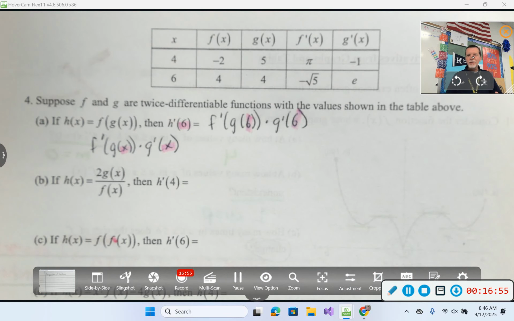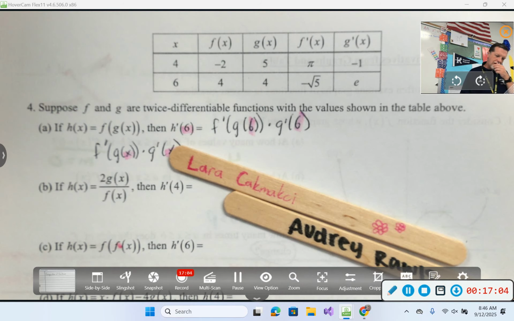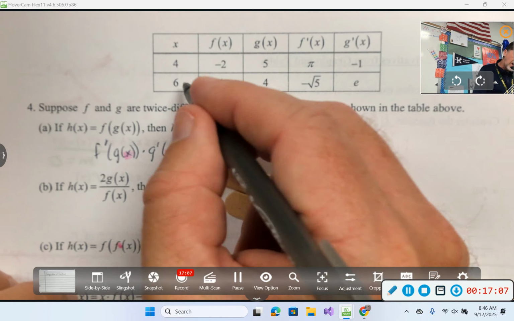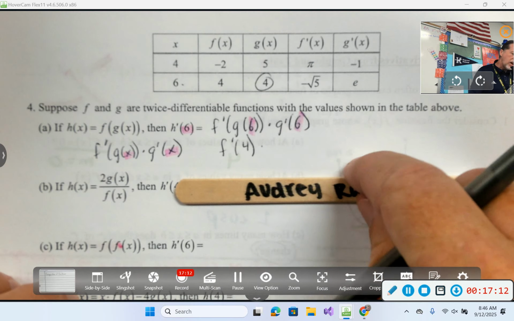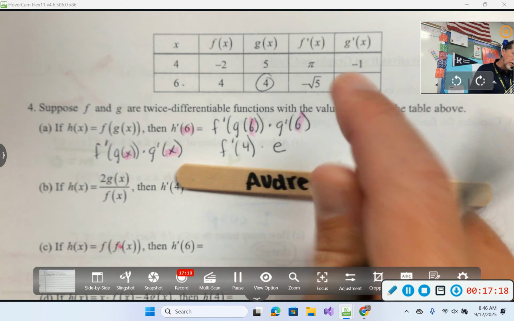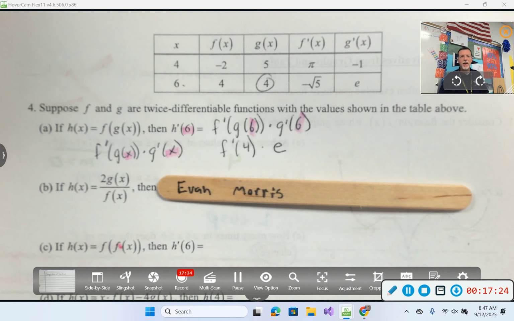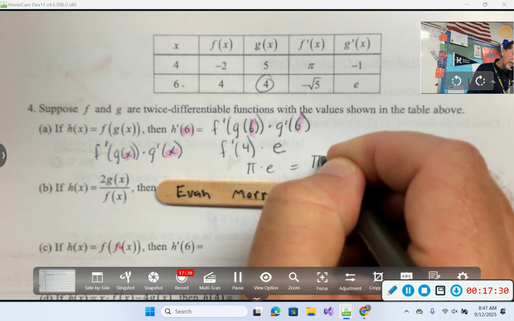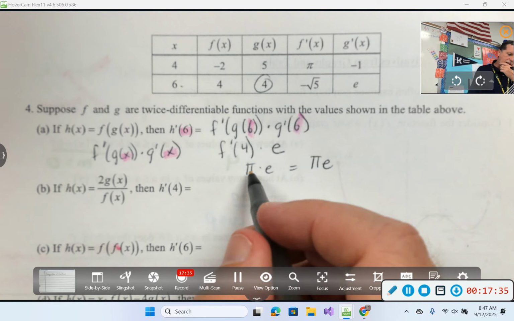Alright, well this one's a little harder because I got 2 rows to the table, so I got to slow it down a little bit with what I'm looking at. Laura, what's g of 6? 4. G at 6 is 4. And Audrey, what's g prime at 6? E. Well, that's kind of weird, but oh well. And then I need f prime at 4. Evan, what's f prime at 4? Pi. Oh, so that's a fun answer. Pi times e. But I don't have to do anything with it, so I think we're good.